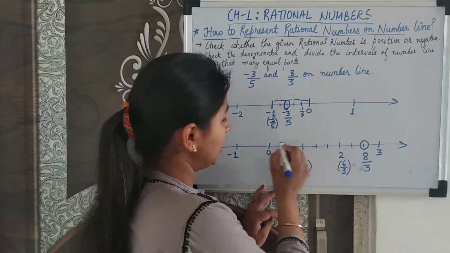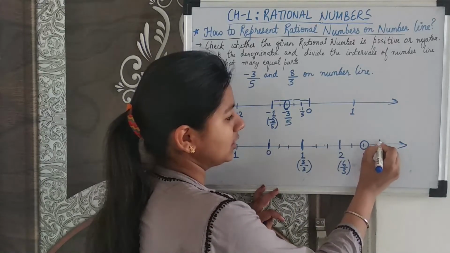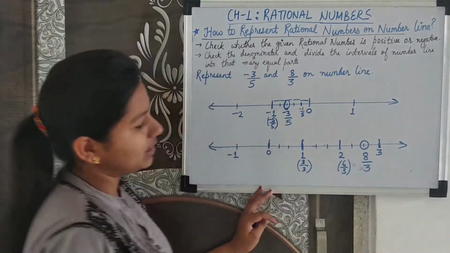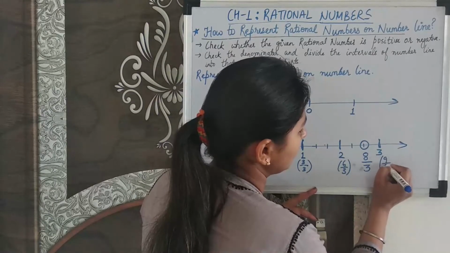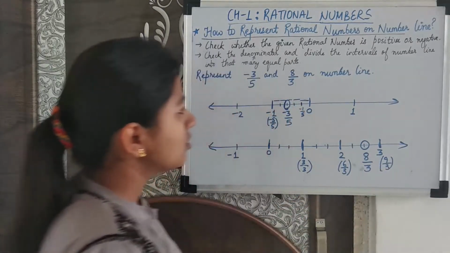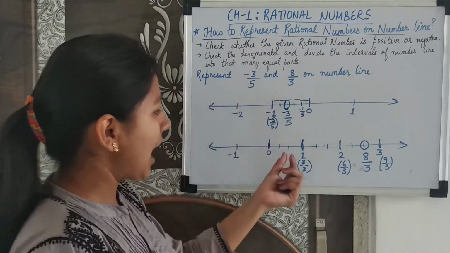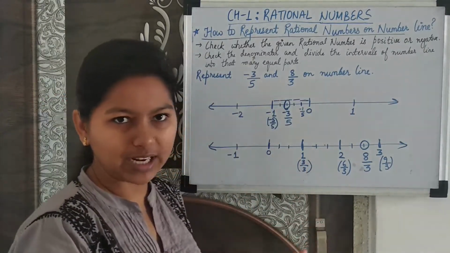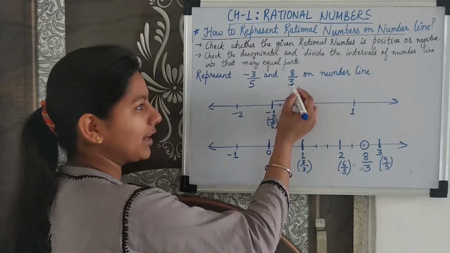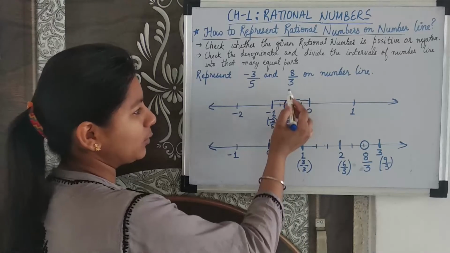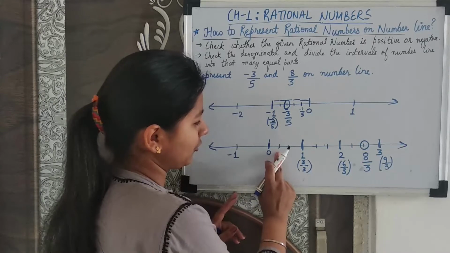So what we have seen, this was 0, 1, 2 and 3. So this 8 by 3 is coming between 2 and 3. Now this 3 can be written as 9 by 3. So you should not worry more, just you have to check the denominator and you have to divide all the intervals into that many equal parts. For dividing that, you have to divide into that many parts by taking one less line than the given denominator. Then you can start counting from the beginning.